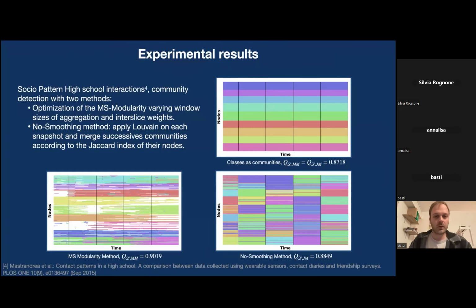Okay, so now I want to show you some experimental results. We took the SocioPatterns high school interactions, which is, if I remember correctly, interactions between students in a high school in France during 5 days.